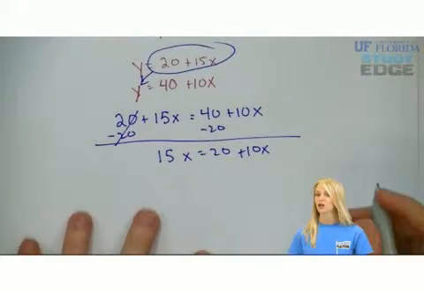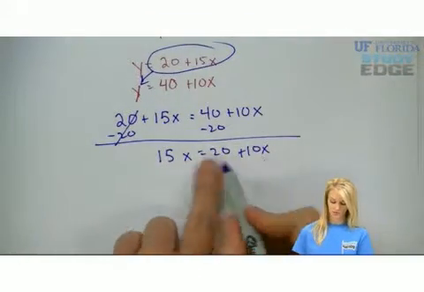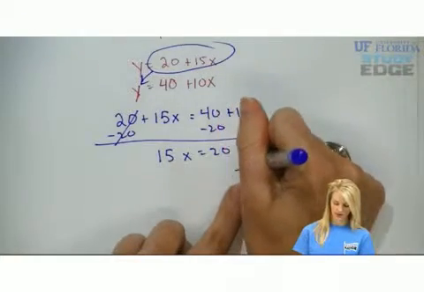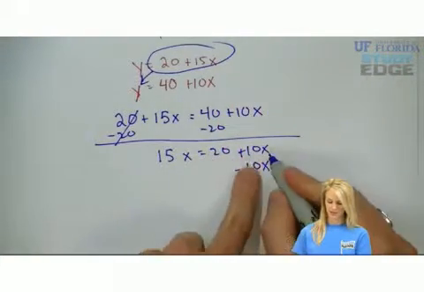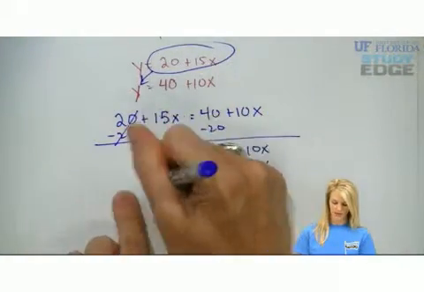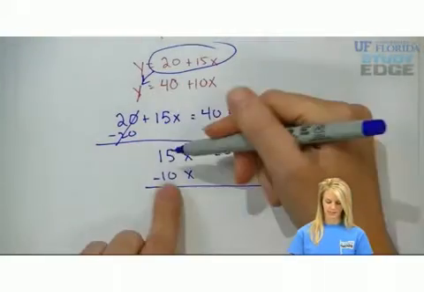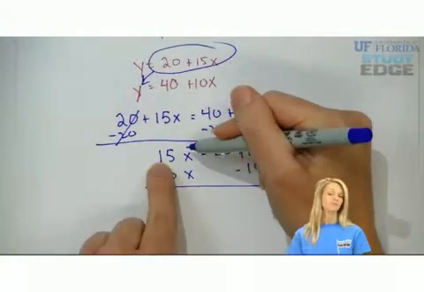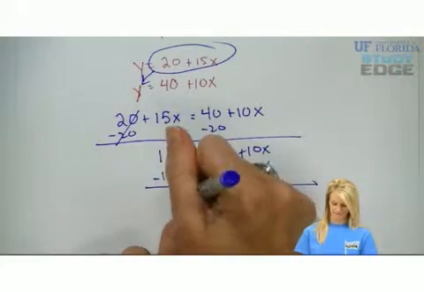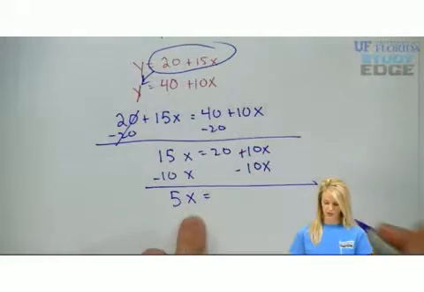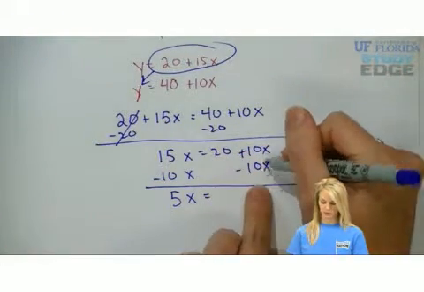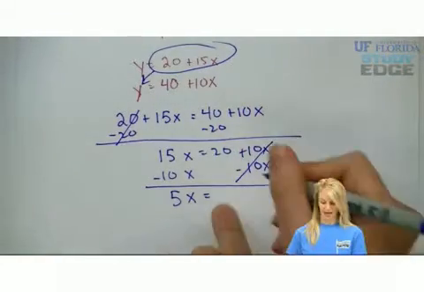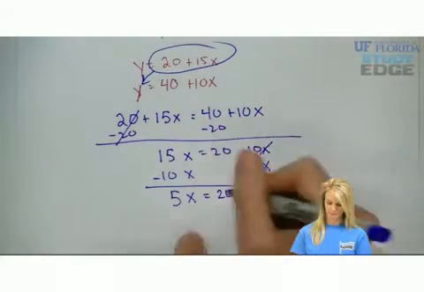Well, are we done? No. We need to get our variable on the other side. So we're going to subtract 10x. 10x is being added to this 20. We are going to subtract it from both sides. What happens there? 15x minus 10x. 15 minus 10 gives us 5x equals, what do we see here? Well, 10x minus 10x cancels out, so we get 5x equals 20.